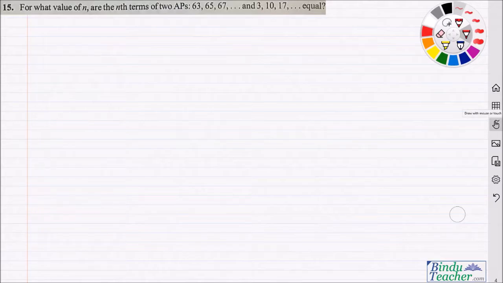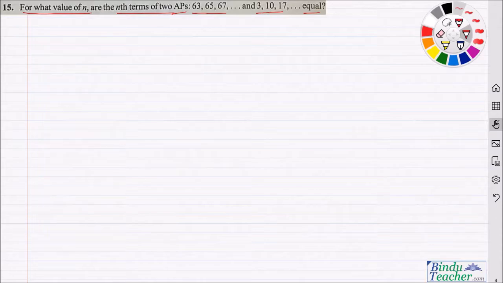For what value of n are the nth terms of two arithmetic progressions 63, 65, 67 and 3, 10, 17 equal? Okay, so this question is a bit confusing, so let me explain.